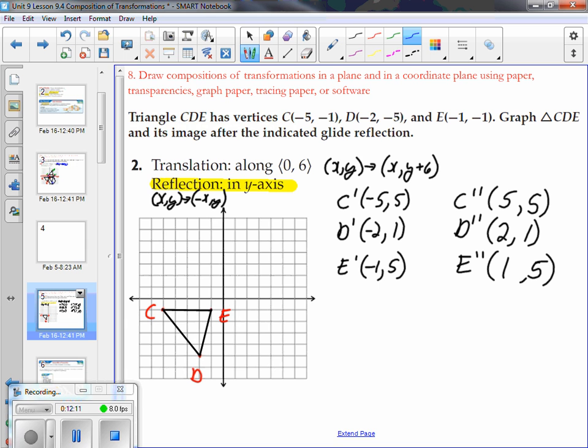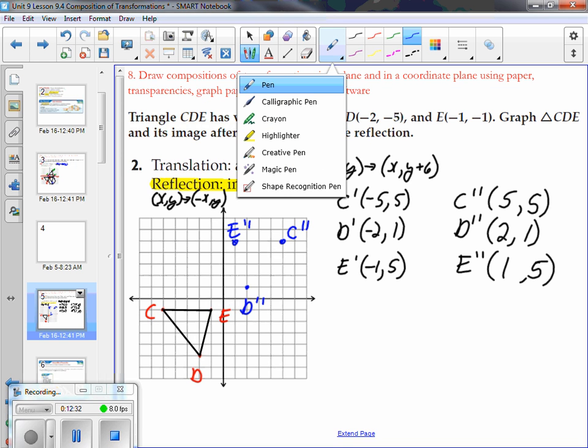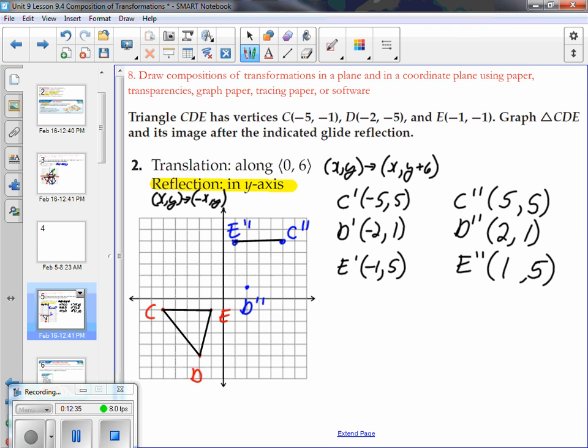So we'll have C double prime is 1, 2, 3, 4, 5. 1, 2, 3, 4, 5. There's C double prime. D double prime is 1, 2, 1. There it goes. And E double prime is 1, 5. Right there. Use your straight edge. And there we are. That last triangle is congruent to the first one.